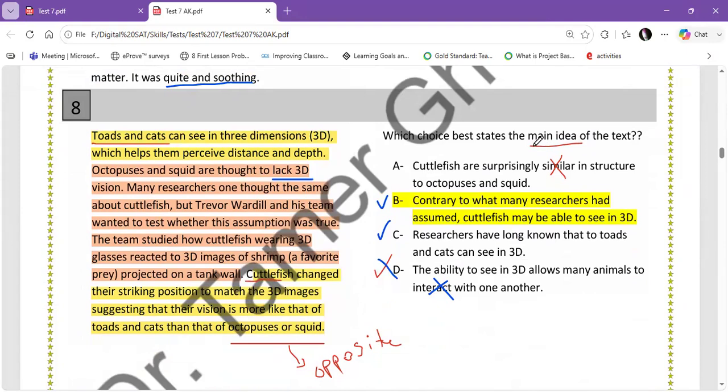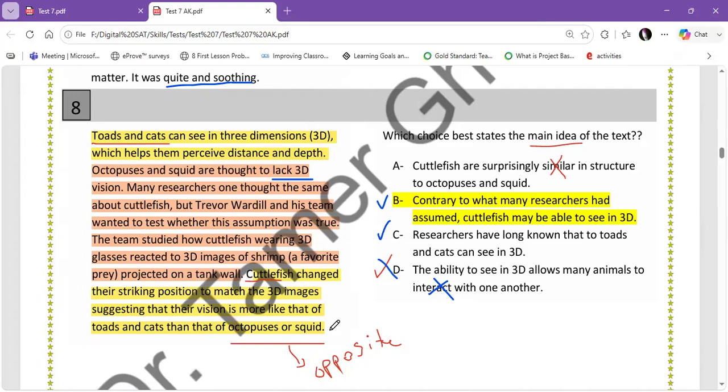We said that for the main idea, we have to look at the first sentence and last sentence, Nardine. He said here toads and cats can see in three dimensions, 3D, which helps them perceive distance and depth. Now we agree that toads and cats can see in 3 dimensions. The last sentence: cuttlefish change their striking position to match the 3D images, suggesting that their vision is more like that of toads and cats than that of octopuses or squid. So that means the cuttlefish, like toads and cats, can see in 3 dimensions, not like octopuses or squid.